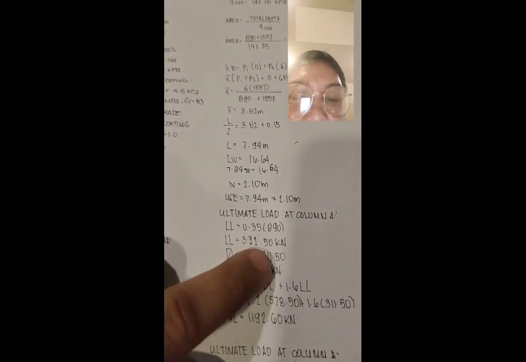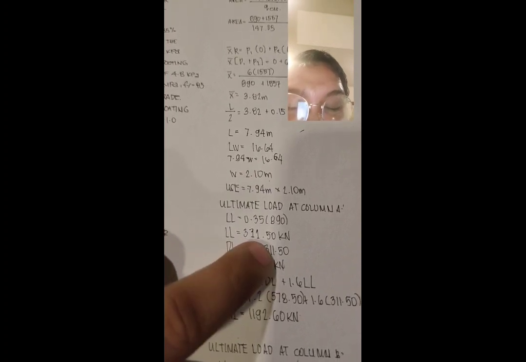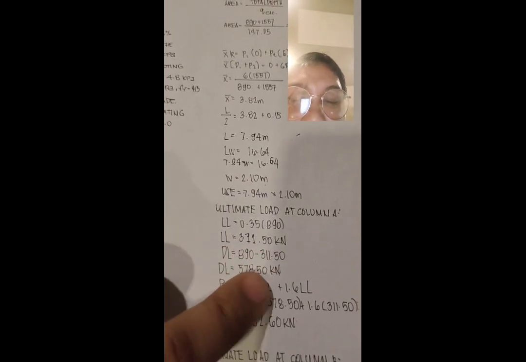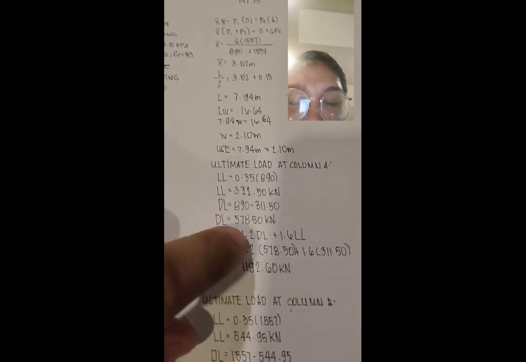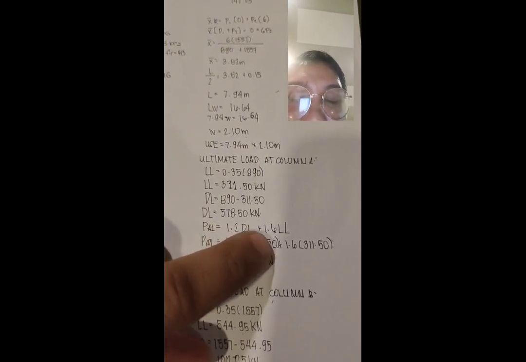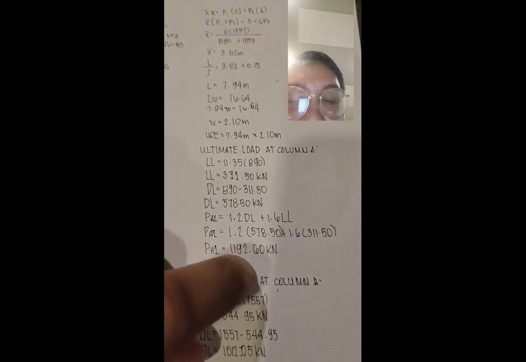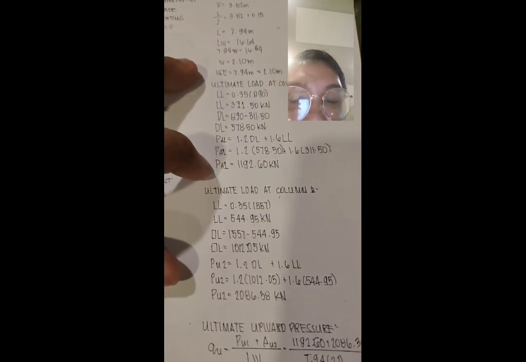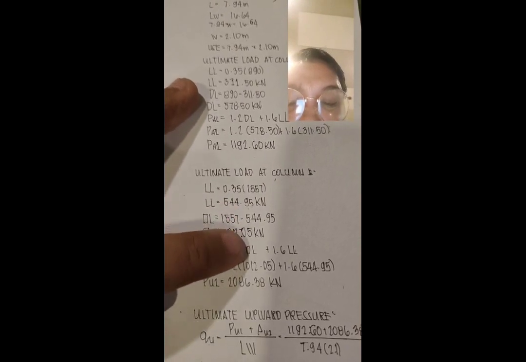Ang ultimate load at column A natin is, yan, ang LL natin is 0.35 times 890. Makukuha natin yung value niya, 311.50 kN. So, DL natin is 890 minus 311.50. Makukuha natin ang dead load na 578.50 kN. So, PUA natin is 1.2 DL plus 1.6 LL. So, values, makukuha natin siya as 1192.60 kN. Then, for the ultimate load at column B, same process. Ganun siya.